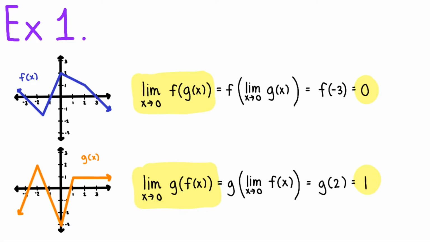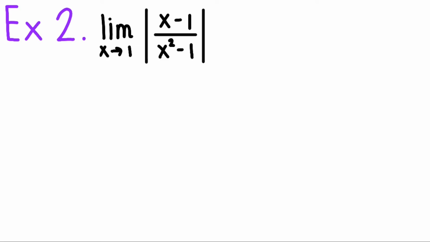And let's now move on to the second example. In here, we have the limit as x approaches 1 of the absolute value of x minus 1 over x squared minus 1. Again, you may pause the video so that you may try this first on your own. Okay, good. So let's try this one out.